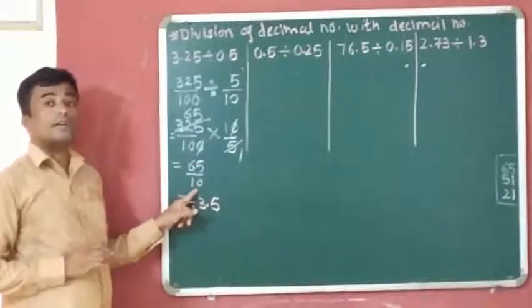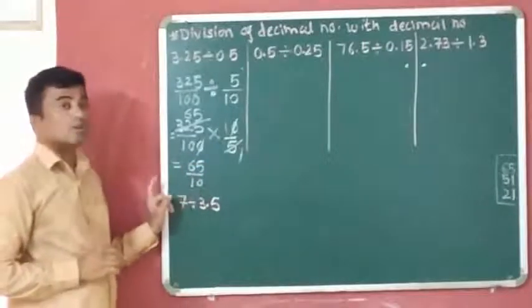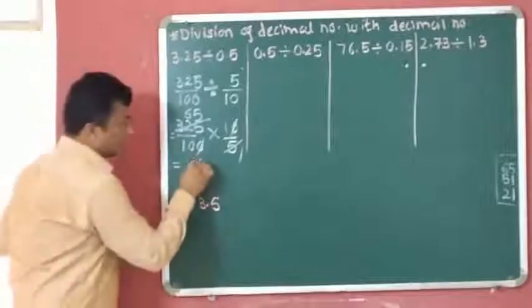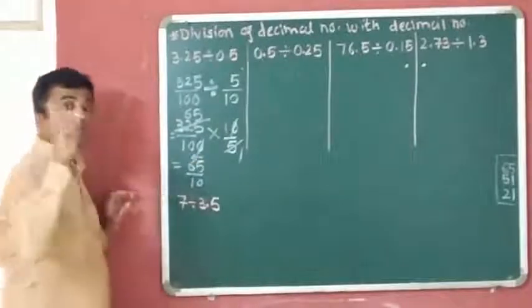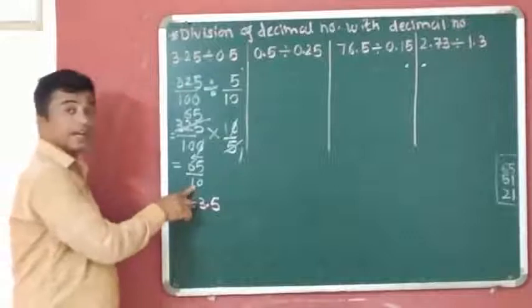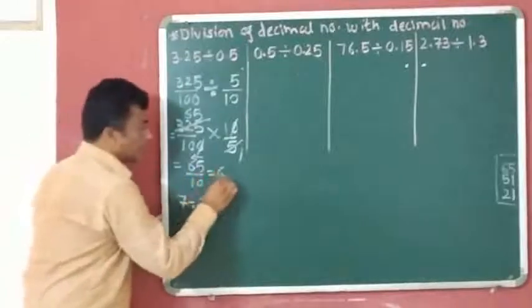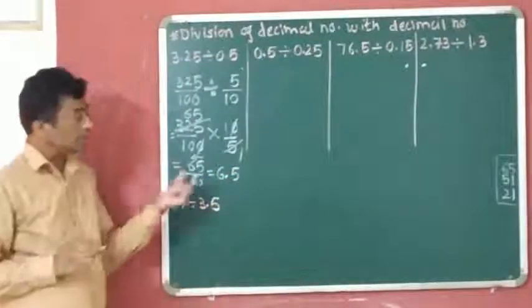In division by 10, 100 and 1000, the decimal point moves to the right side. So the decimal point moves to the right side by 1 place because 10 has one 0. So the final answer is 6.5.